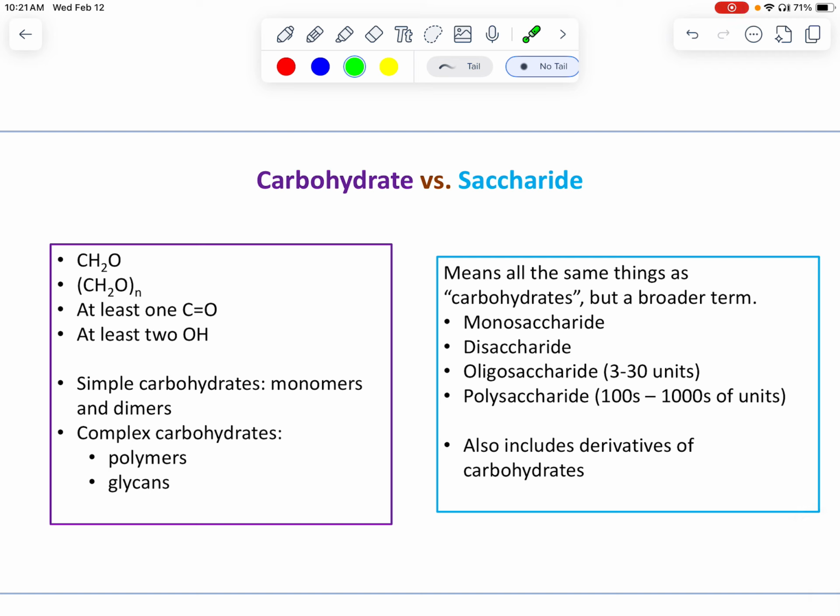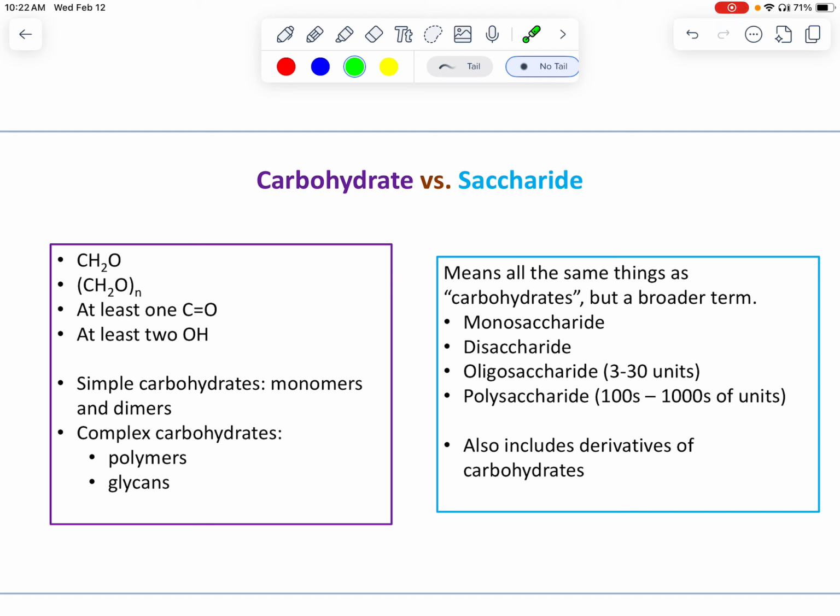Really, the carbohydrate term is the older term. It came from this idea that the general formula for many carbohydrates is carbon with water. So carbohydrates have at least one carbonyl and at least two of those alcohol groups, our OH groups, hydroxyl. When you hear the term simple carbohydrates, they're talking about monomers or dimers, so one unit or two units bonded together. And as we talk about complex carbohydrates, we're talking about polymers, which we can also call glycans.